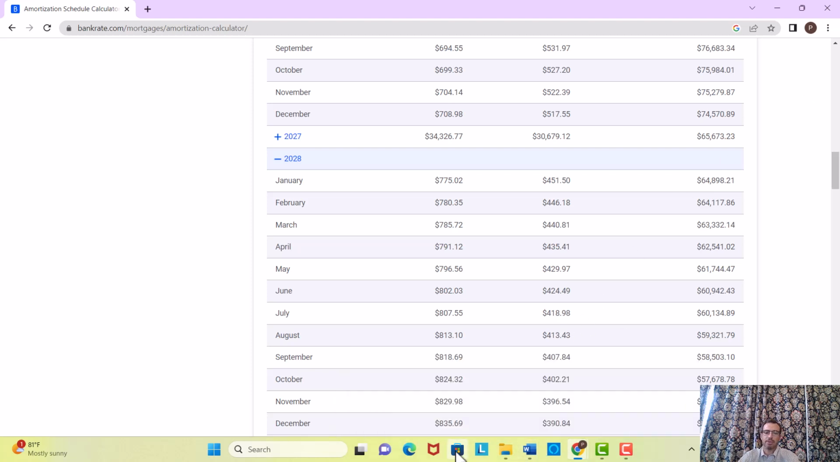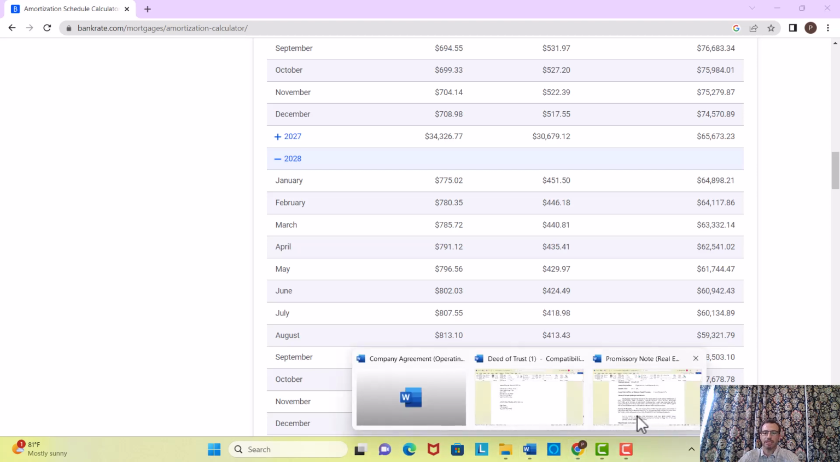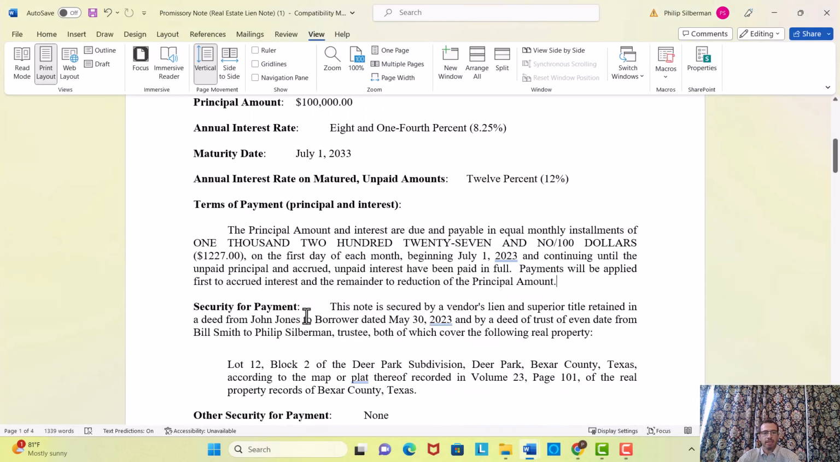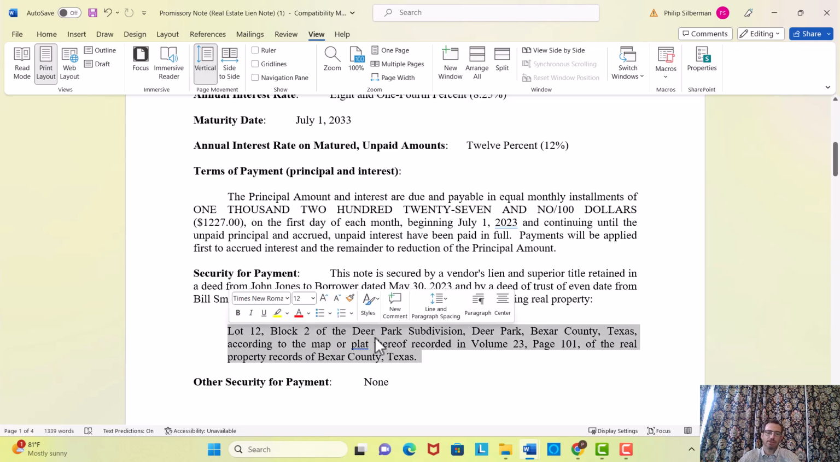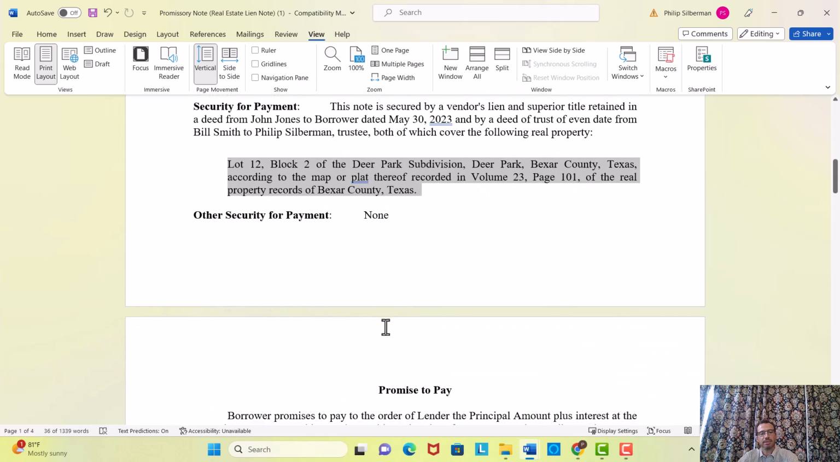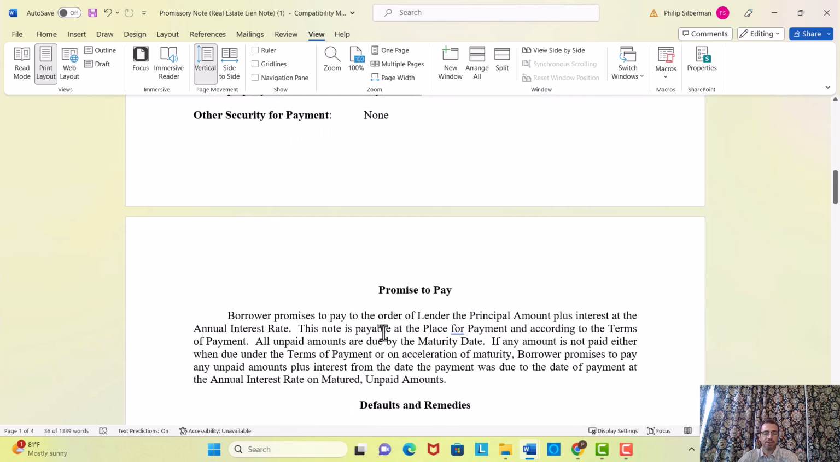So back to the actual legal document, the promissory note. Security for payment, that's typically the deed of trust, a vendor's lien, that outlines the real property here, and you've got the real property description in a real estate lien note. Promise to pay, basic recitation that the borrower is making the promise. In a promissory note, it's just the borrower that makes the promise, and that's why the borrower is the only one to sign the promissory note.